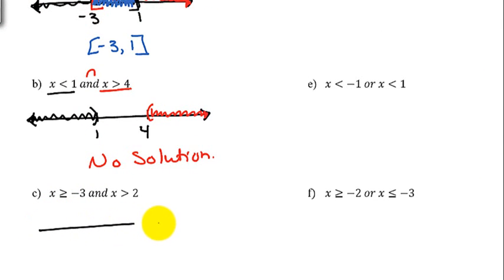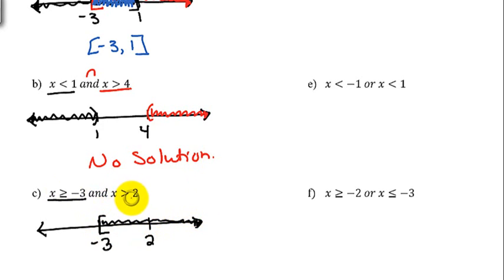In our next example here, we have x is greater than or equal to -3 and x is greater than 2. So put -3 and 2 on your number line. And we're going to graph the first inequality. X is greater than or equal to -3. So it has the equal sign, so we use a square bracket. And it's greater than, so it's everything to the right of -3.